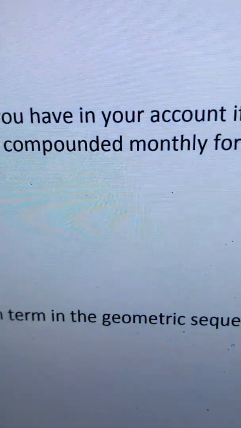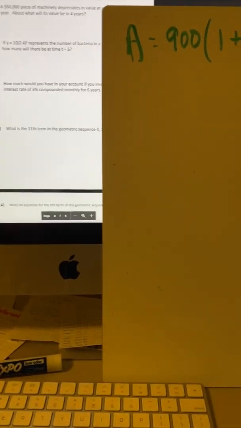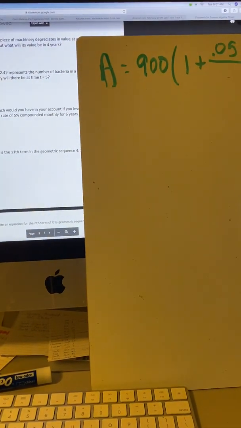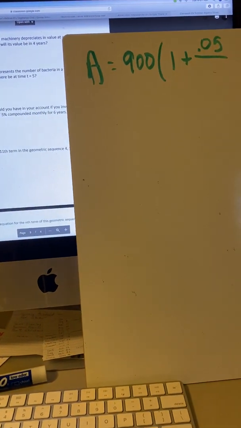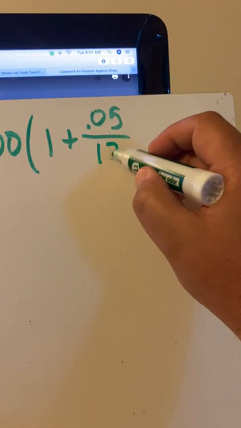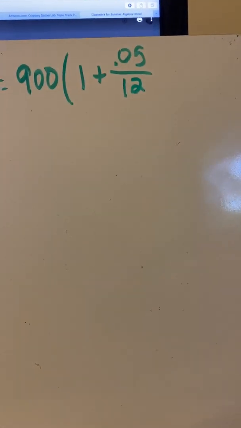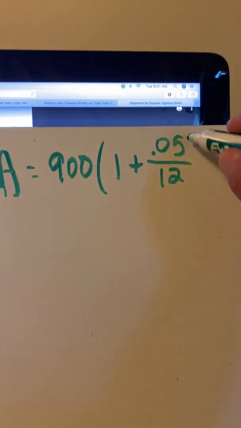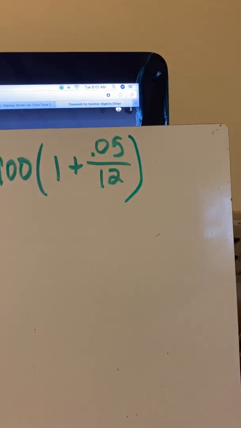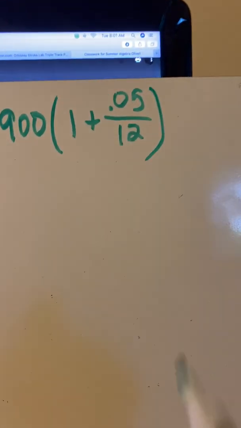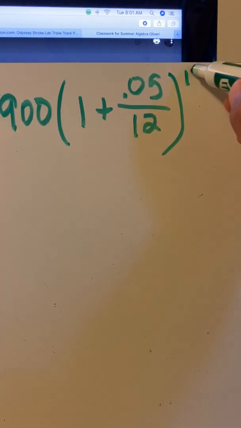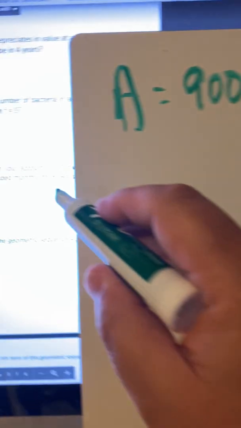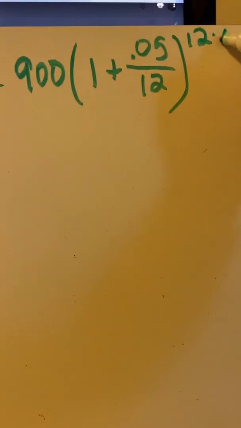Now here's the key. It's compounded monthly. How many months are there in a year? 12. That's how many months there are in a year. Now, it's taken to the power of how many times it's compounded, n, and for how many years that it goes, times 6.